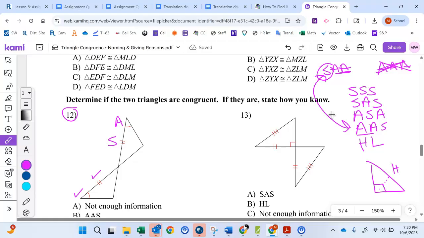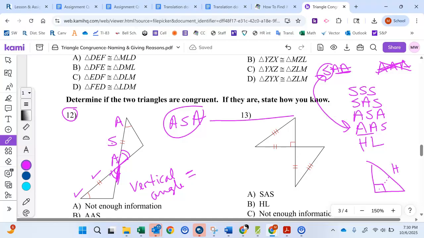So we have angle, side, and then what do they have over here? Well, remember, when two lines cross like that, that is a vertical angle. Remember, vertical angles are equal, right? So that means this angle right here is the same as that. So that means we get this one over here. So angle, side, angle.